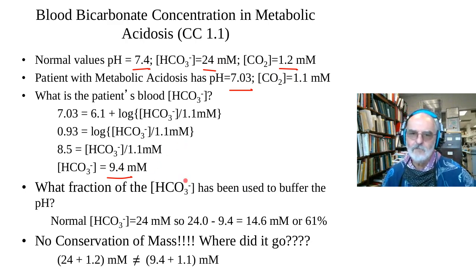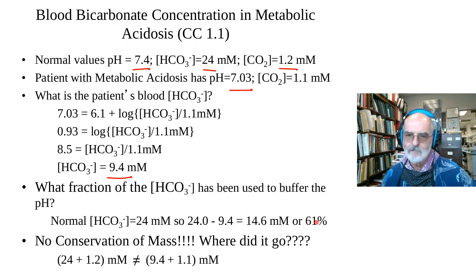Then the second part of this question is, what fraction of the bicarb has been used to buffer the pH? Normal is 24, so it's 24 minus 9.4. So 14.6 was used. 14.6 divided by 24 is 61% of the bicarb got used.